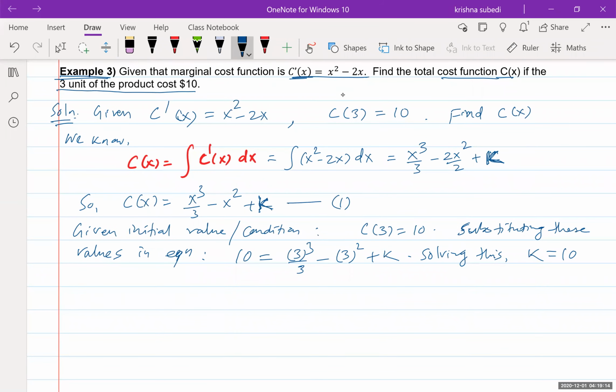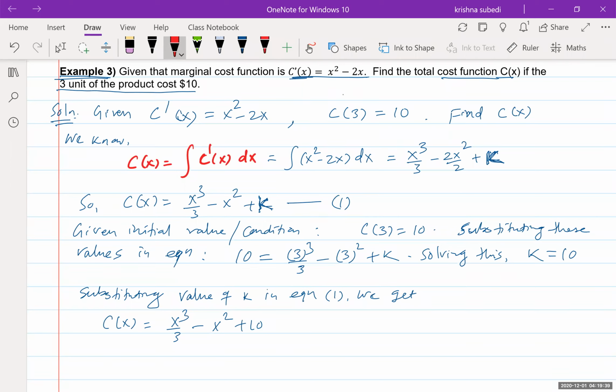Now substituting this value of k in equation 1, we get C of x equals x cubed over 3 minus x squared plus 10. Now, one thing I just want to mention, this is sometimes called a general solution.